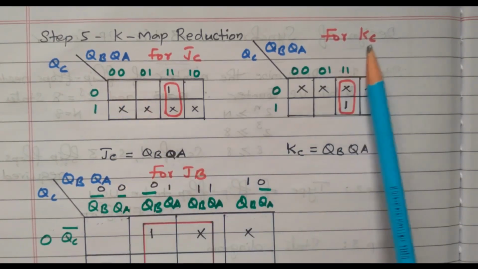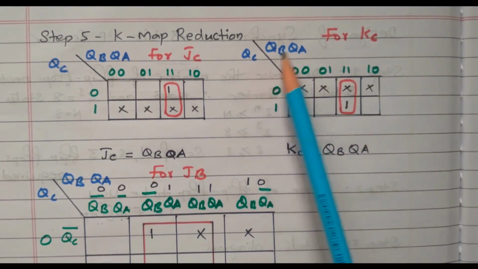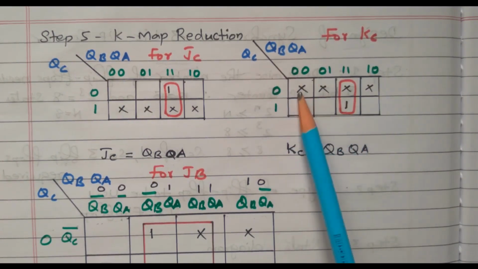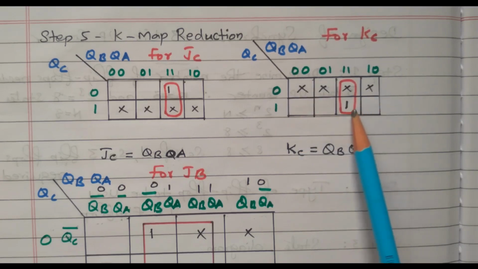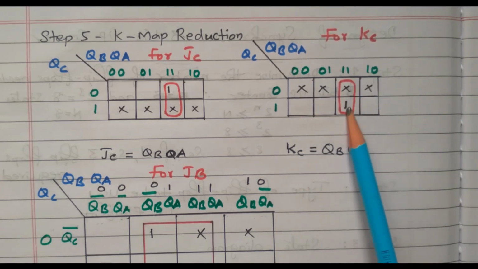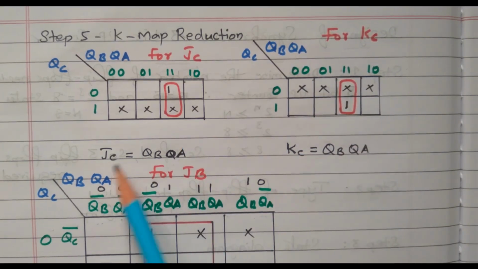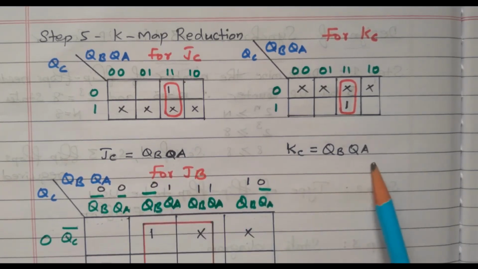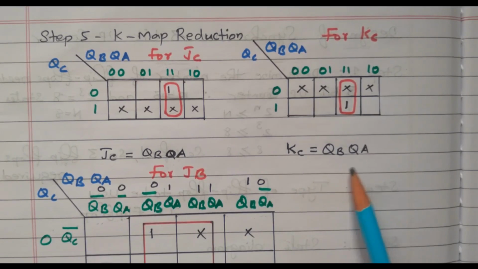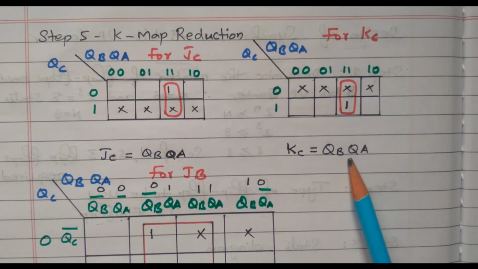Similarly for KC, the inputs are QC, QB, QA. From the tabular column the markings are given. So we can combine these two. Same thing, 1, 1. 1, 1 means QB, QA. So the JC value is QB and QA, and the KC value is also QB, QA. We need to implement this while designing the synchronous counter.